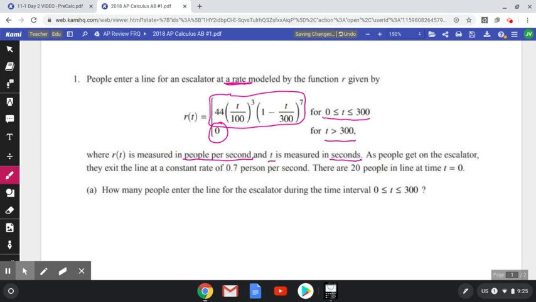As people get on the escalator, they also exit the line at a constant rate of 0.7 people per second. And then also there's an initial condition here. There's 20 people in line at time 0. So what we have here is a rate of increase and also a rate of decrease. And we also have an initial condition with some people in line at time 0. We're going to have to be very careful about the wording of each particular item, and that wording is going to help us to figure out what the solution path might be. So let's see if we can work through each part.